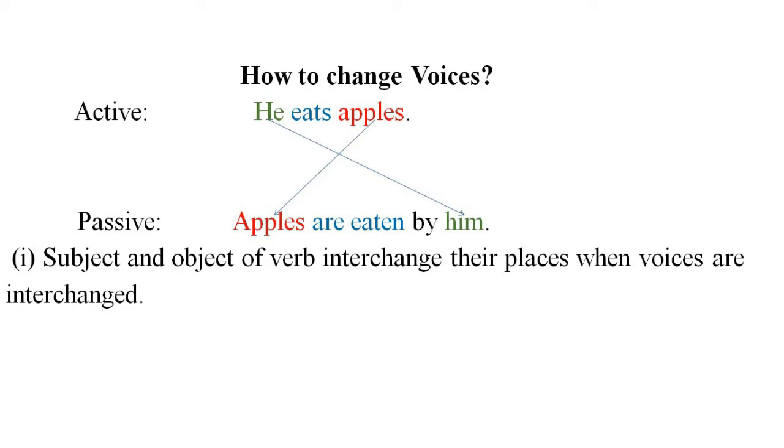Him is object. As you are seeing that we interchange the place of subject and object when we change active sentences into passive. So in this way, the subject and object of verb interchange places when voices are interchanged. The subject of the verb in the active voice becomes the object of the verb in passive voice. The object of the verb in the active voice becomes the subject of the verb in the passive voice.